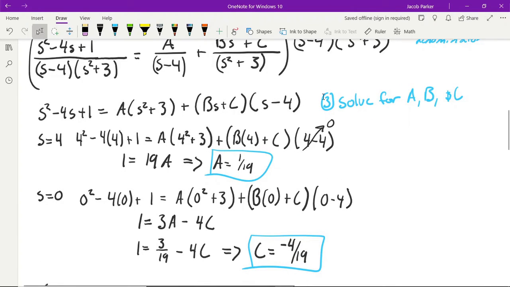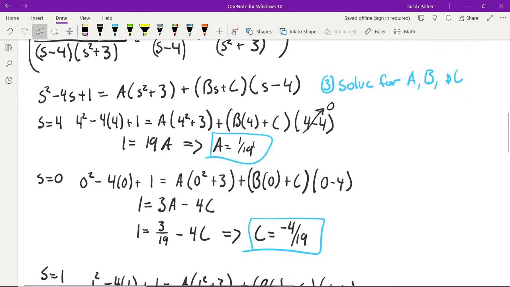And then we'll need to solve for a, b, and c. There's a couple different ways to do this, but I like to pick values for s and then eliminate variables and then solve from there. So for the first value, I picked 4 because that made everything except a go to 0, allowing us to see that a is equal to 1/19.